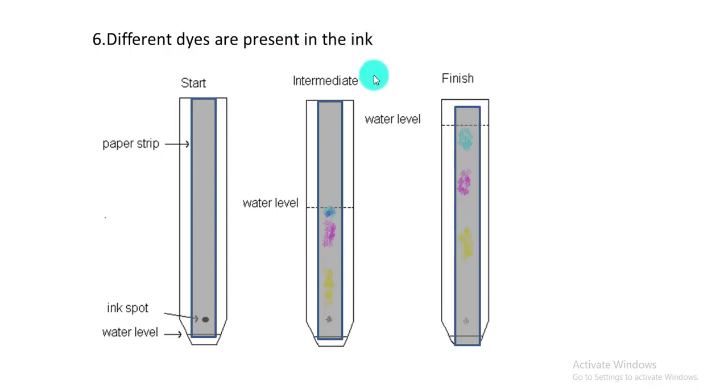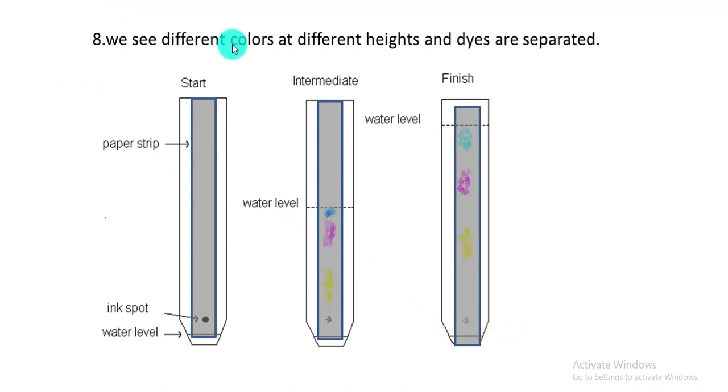Different dyes are present in the ink. Wait a few minutes, then you can see the levels like this. Different dyes have different solubility, so they are having different levels. Depending on the solubility, the level varies. We see different colors at different heights, and the dyes are separated.